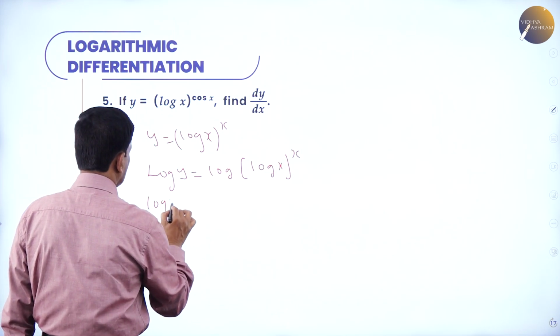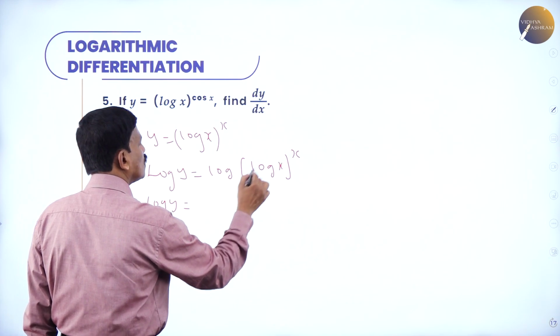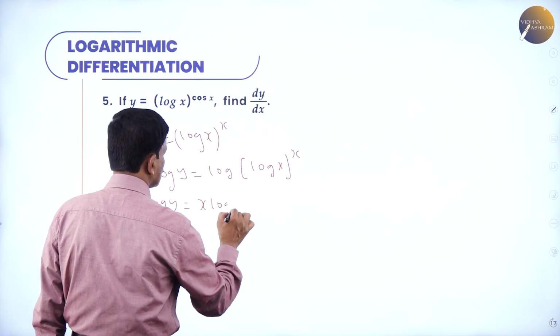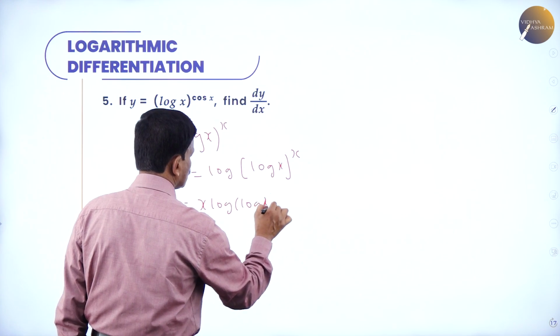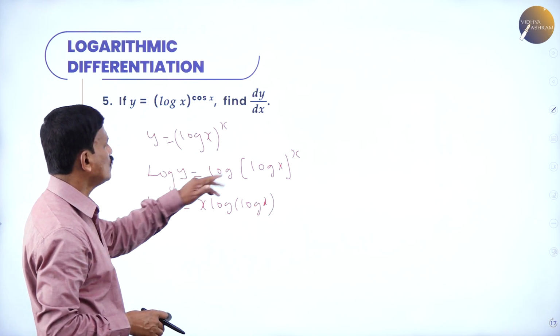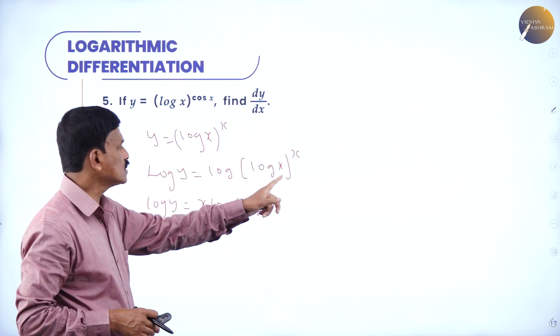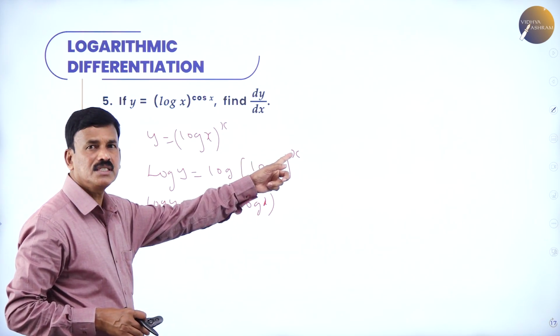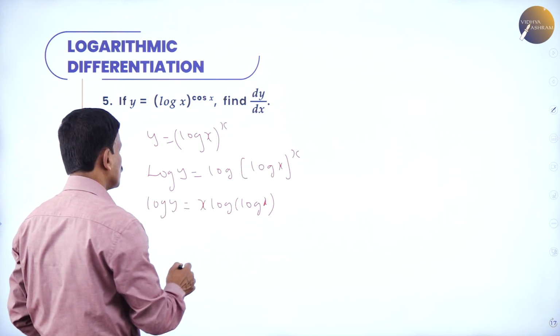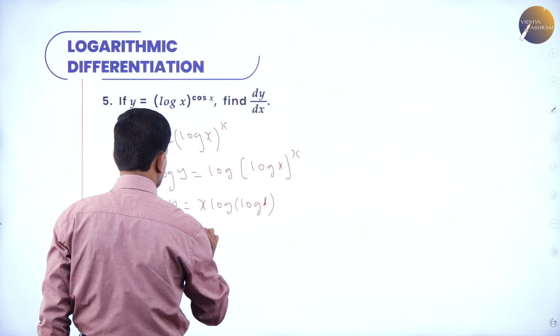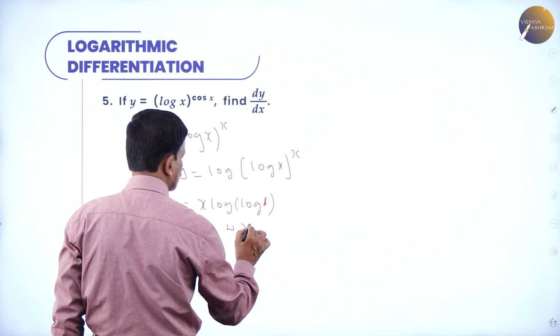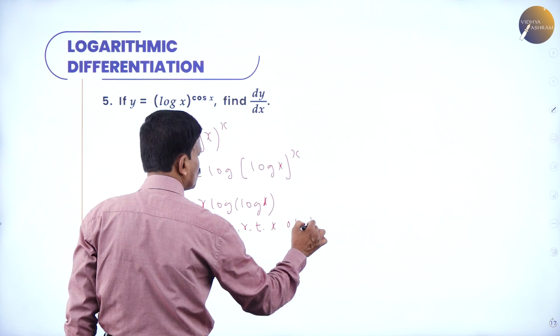This is log y is equal to log of log x to the power of x, which is x log of log x. That's it. See, logarithm of log x to the power of x is, using log m to the power of n, n log m, so x log of log x. Now differentiate this, differentiating with respect to x on both sides.